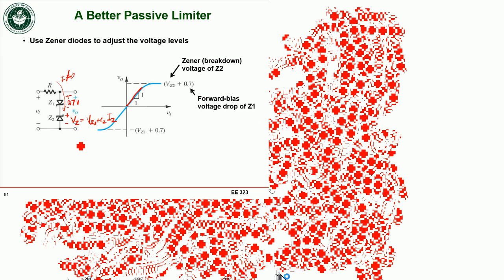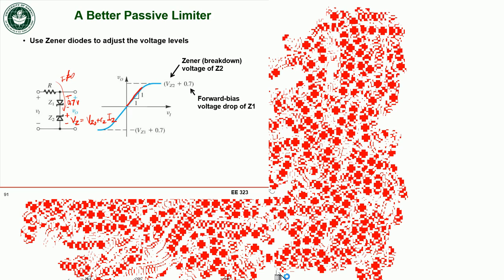And then when I flip the polarity of my input voltage, diode Z1 is the one that goes into breakdown, and Z2 is forward biased, and that sets the negative limit of the limiter.